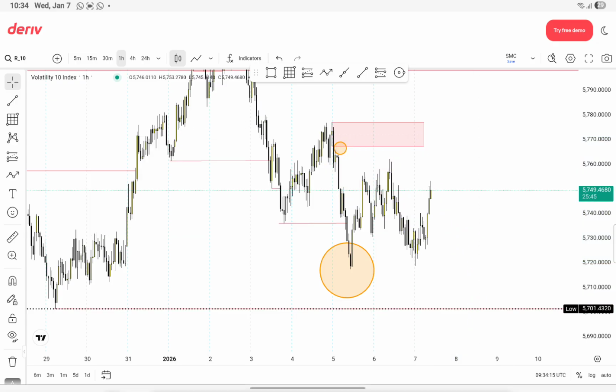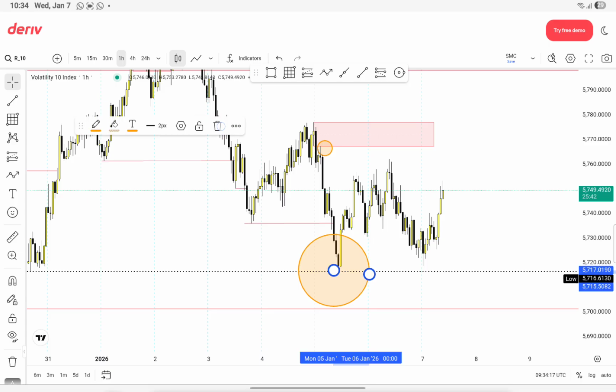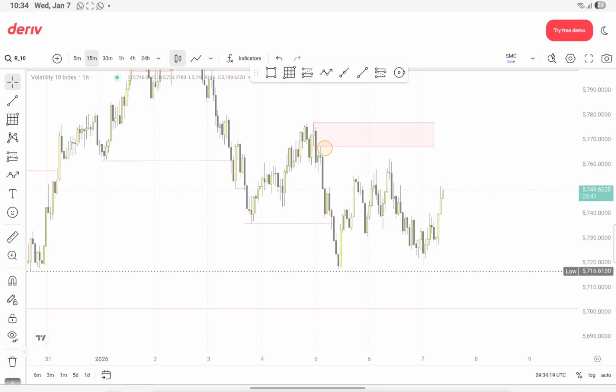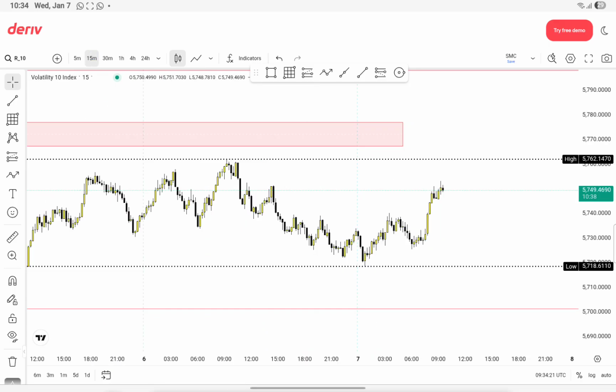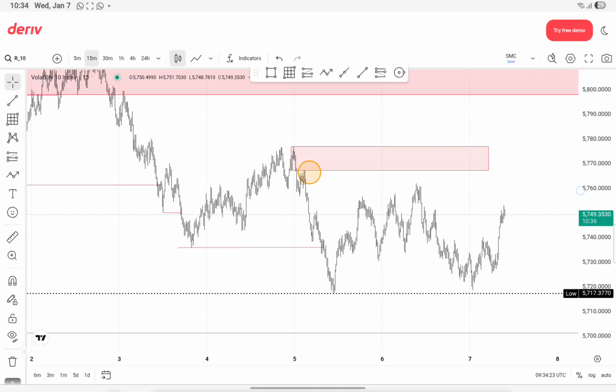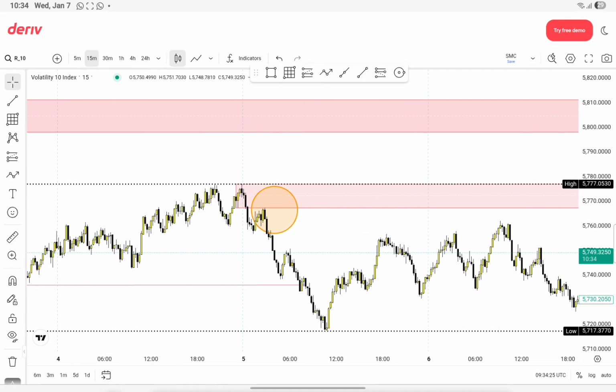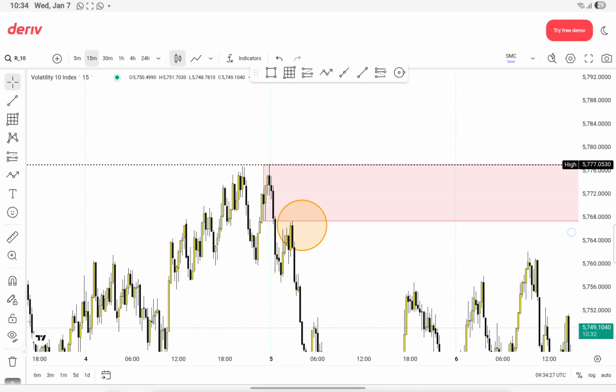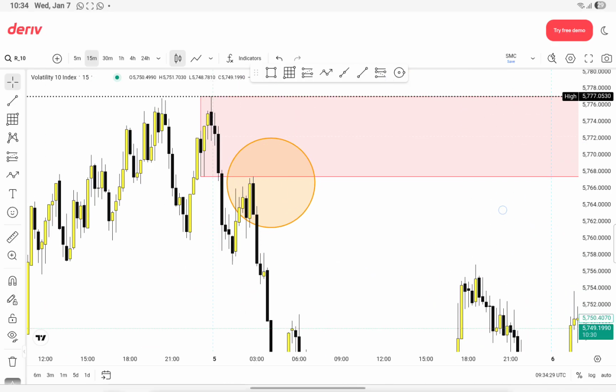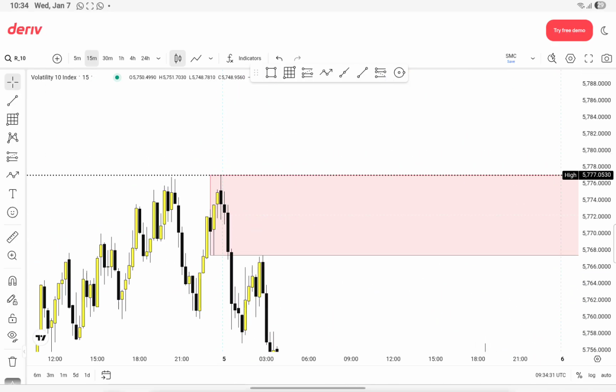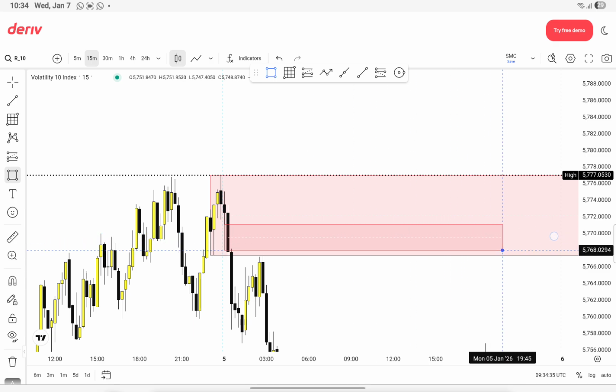So what do I do? Let me remove this and this. I like refining my zones, so I'll go down to the 15 minutes. If you go down to the 15 minutes, you'll see exactly what I'm talking about here. If you notice, there's a fair value gap inside here. Those of us that trade fair value gap, there's a fair value gap inside here that the market did not tap into before making the move.